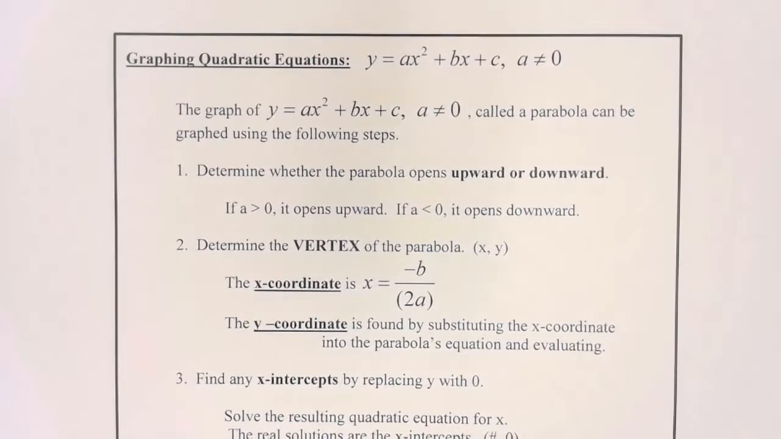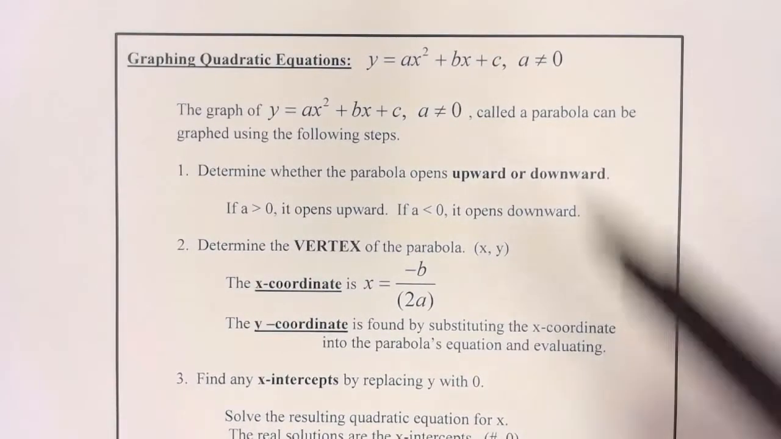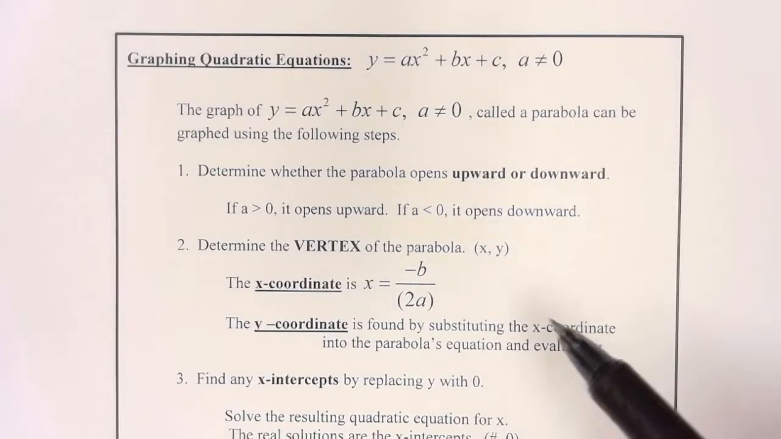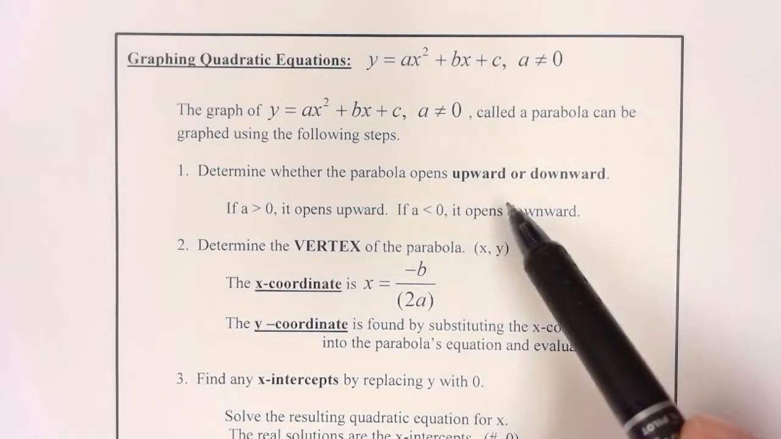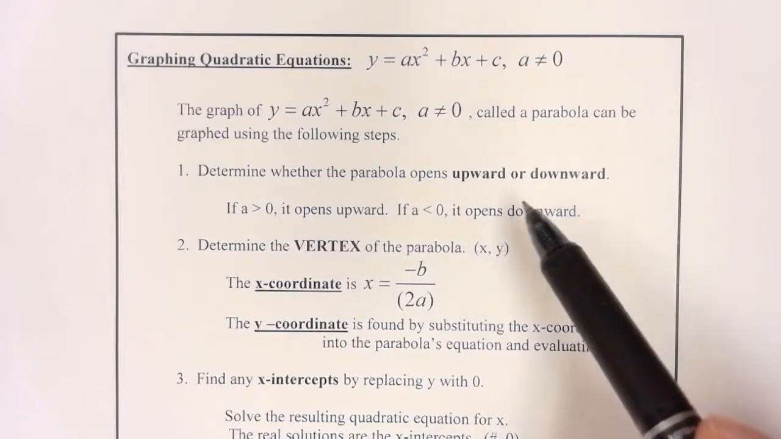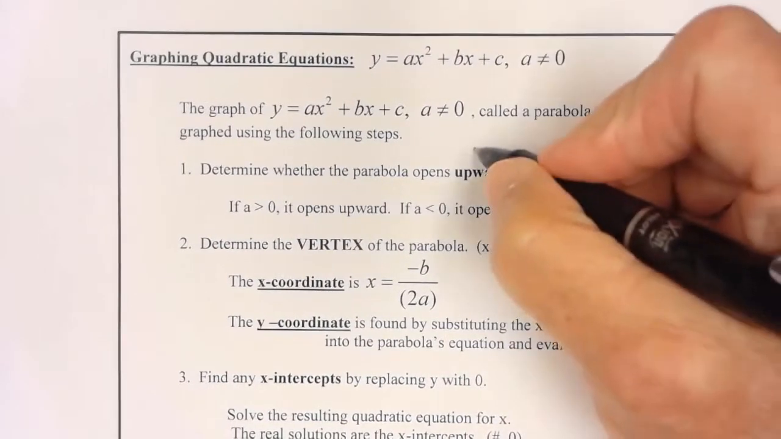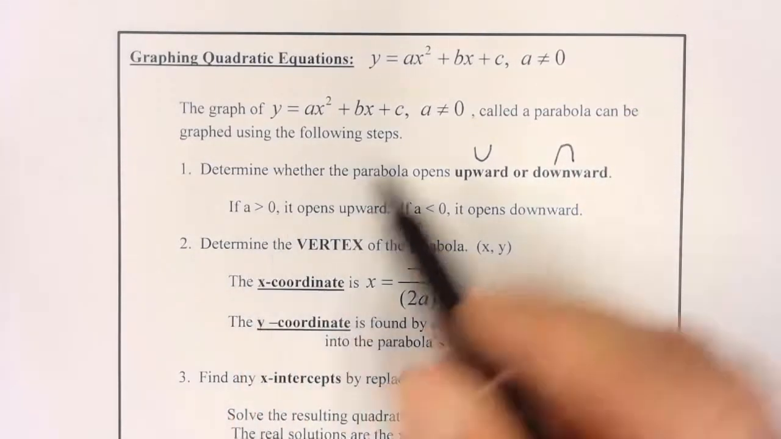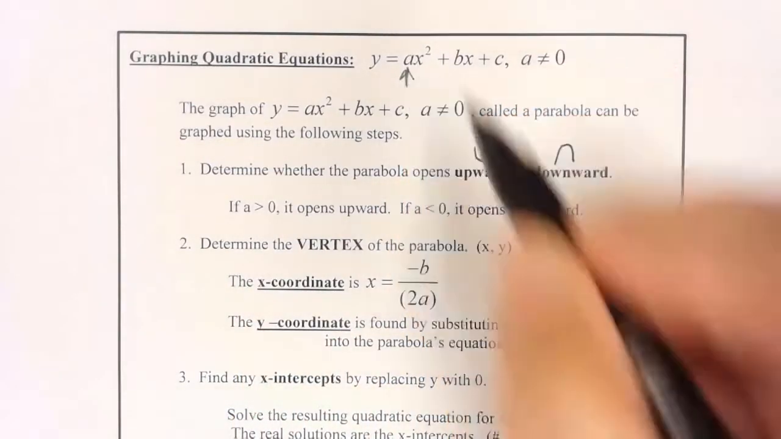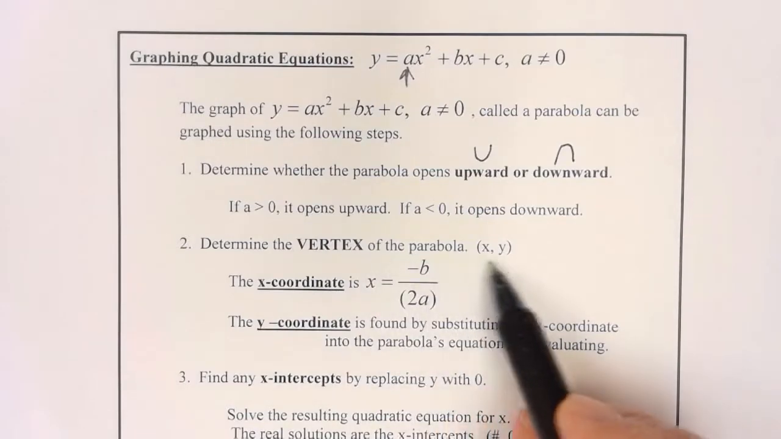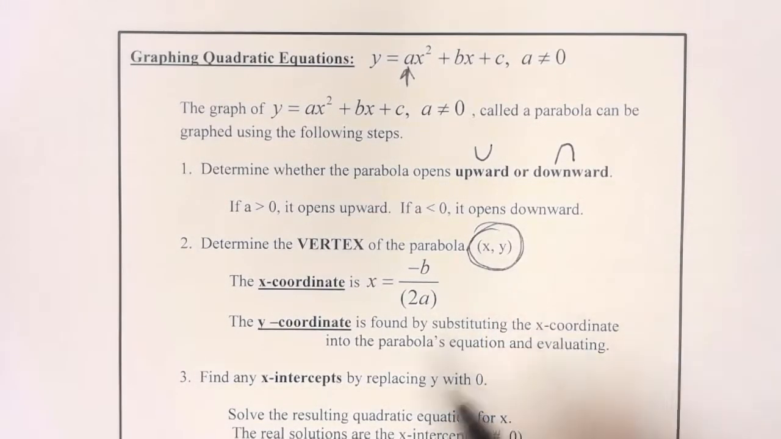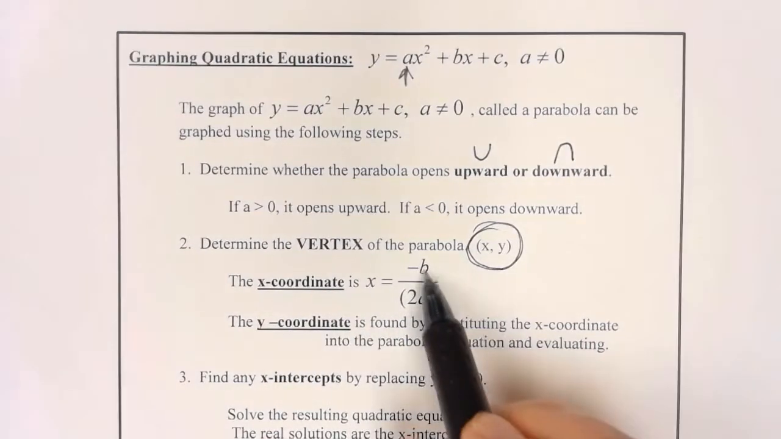Graphing quadratic equations. We've seen that before. We also know it's called a parabola. This is the first thing you do, and it's very quick. Determine if the parabola is concave up or concave down. And you tell that by the a value. Determine the vertex of the parabola. Notice this is a coordinate point. You find the x coordinate by this formula.